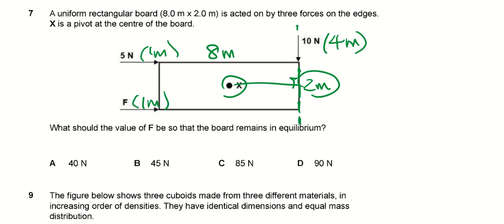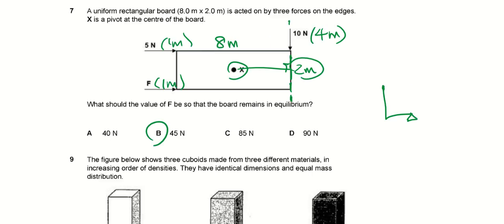How about L shape? If let's say the pivot is here, L shape, how do we know whether it is clockwise or anti-clockwise? So again, you can take out a pen.